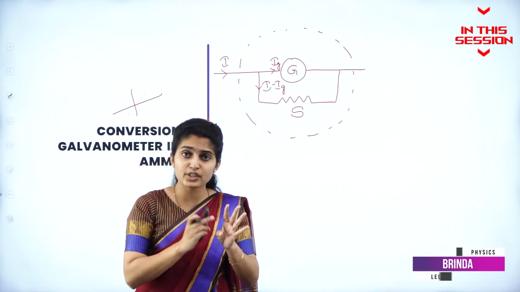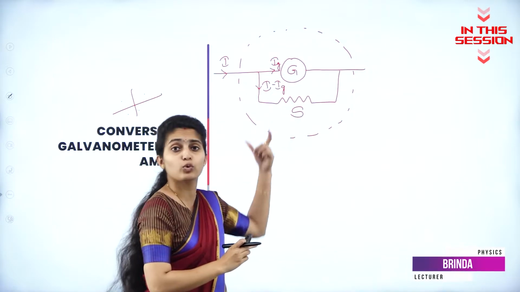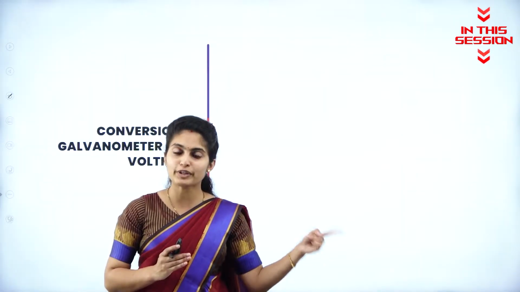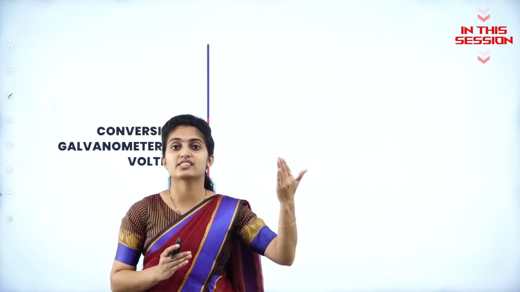Subtraction of the total current with respect to the current which is flowing through the galvanometer gives you the amount of current which is flowing through this resistor. In voltmeter, you connect the resistance in series with the galvanometer, and that resistance is said to be very high.